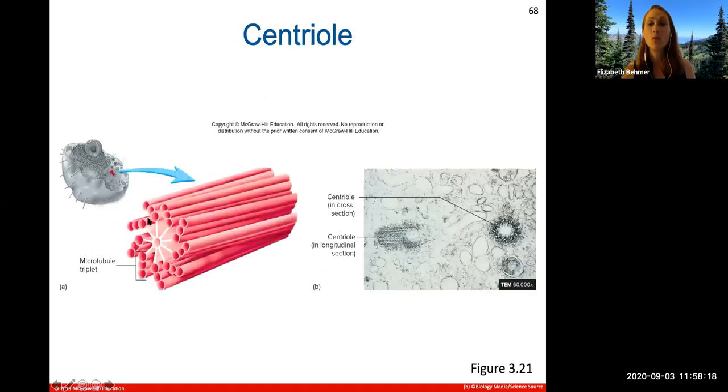So here is 1 centriole, and you can see how it's made up of these long tubes that are put together. If you go back to the first picture of the cell, you would see how the 2 centrioles will be perpendicular to each other. But this is what a centriole looks like, and they will help to pull chromosomes apart during cell division.